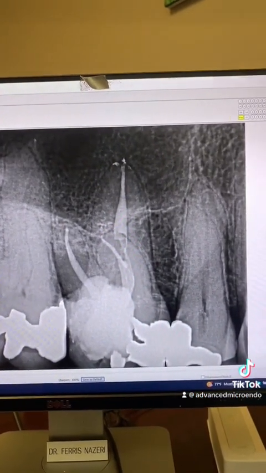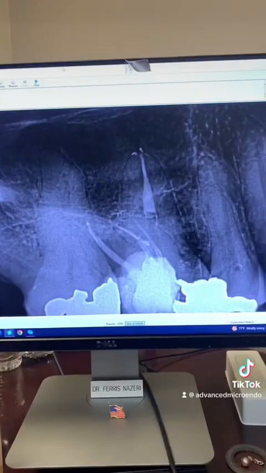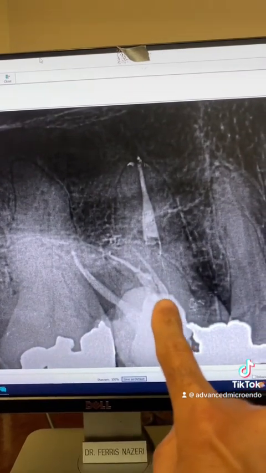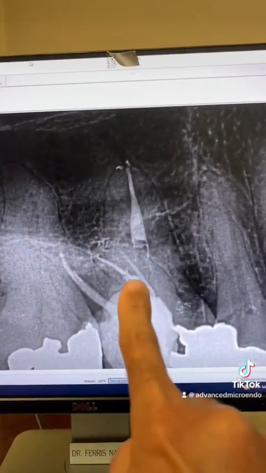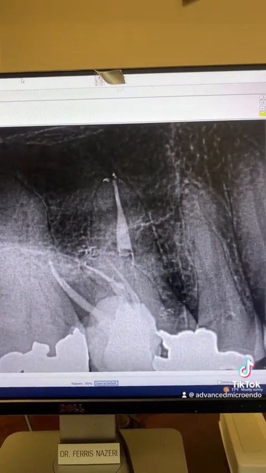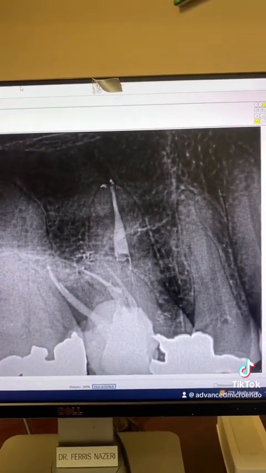Let me show you a different angulation. MB2 is completely separate from MB1. MB1, MB2, distal buccal and palatal. So as you can see, MB2 is a completely separate canal, it has its own canal.